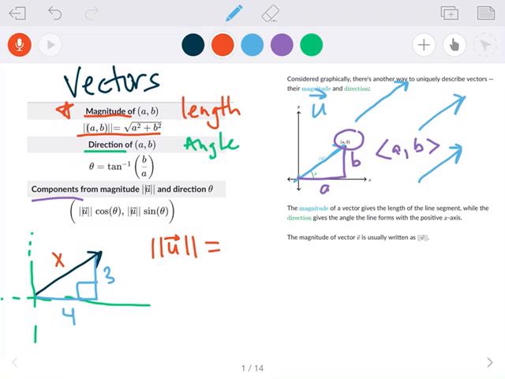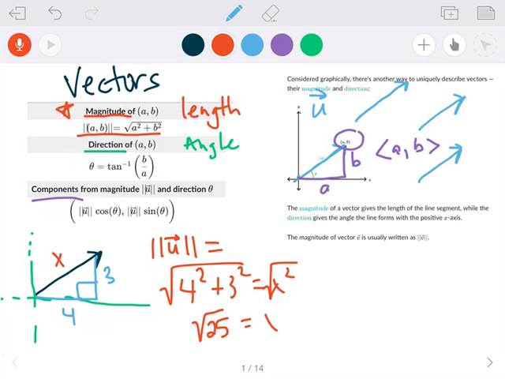So to find the magnitude of u, we're going to consider the Pythagorean theorem, which is 4 squared plus 3 squared equals x squared, and to find x, we're going to take the square root of both sides. 4 squared is 16, 3 squared is 9. Add those together, we get 25. Square root of 25 equals x. That means that x equals 5, or the magnitude equals 5.